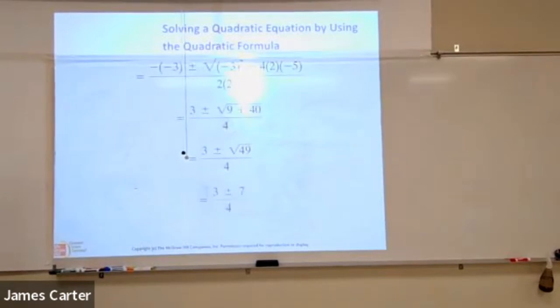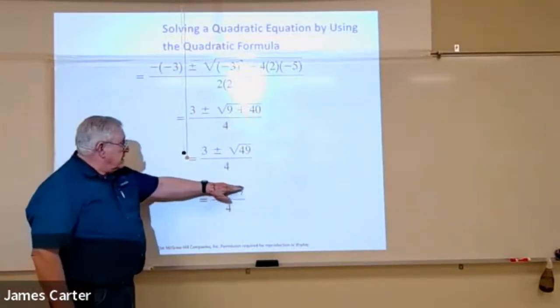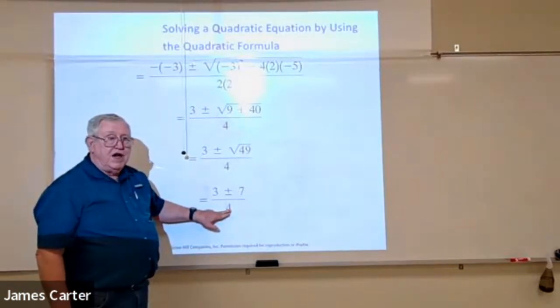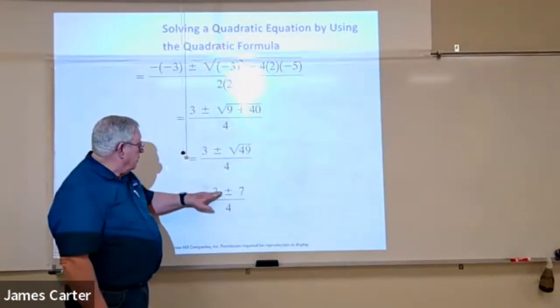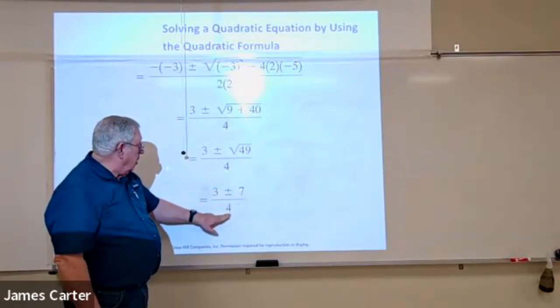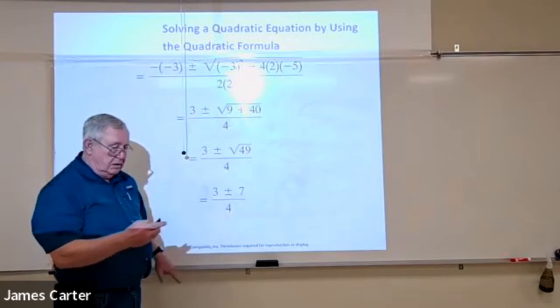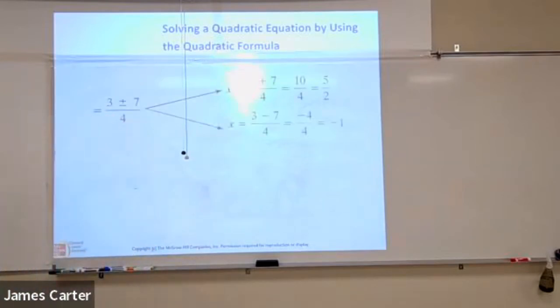Okay, so that's 7. Now I've got two problems again, the plus and minus side. 3 plus 7 is 10 over 4, reduces to 5 halves. 3 minus 7 is negative 4 over 4, which is negative 1. And they're showing the 2 halves. This is the way I usually show the 2 halves. This one being the positive side, this one being the negative side. So there are my two solutions.